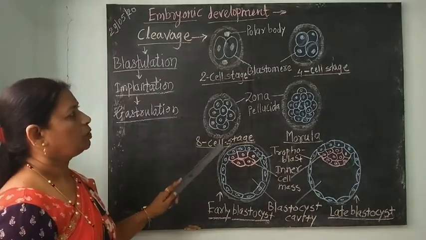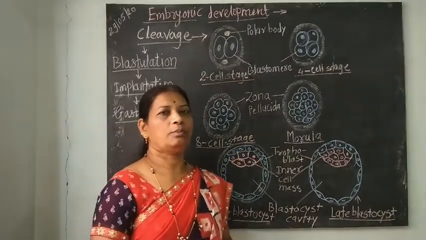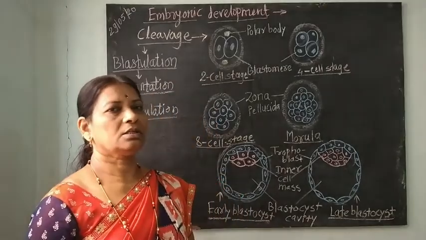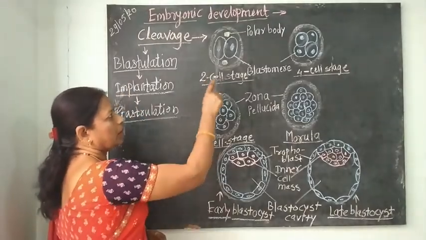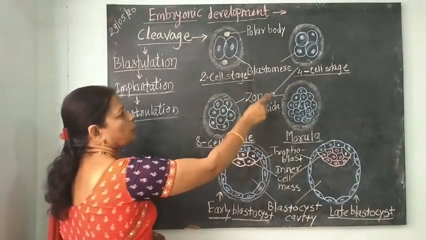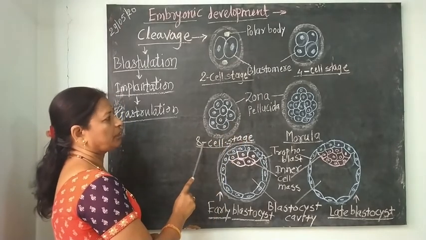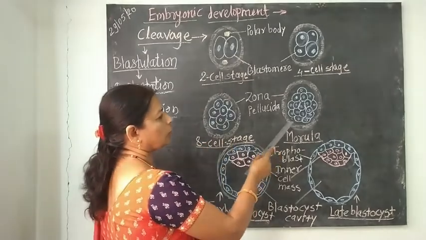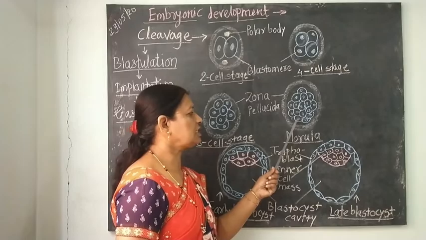Then the third cleavage again forms divisions, that means in mitosis a single cell forms 2, 2 cells form 4, 4 cells form 8, 8 form 16, 16 form 32. Cleavages take place like this. Here the covering of the zona pellucida is present. Then this 4-cell stage gets converted by the third cleavage into the 8-cell stage. This 8-cell stage continues into the fourth cleavage, that is 16 up to 32.